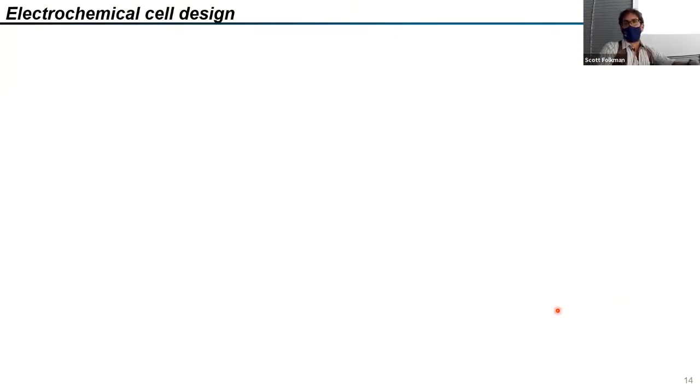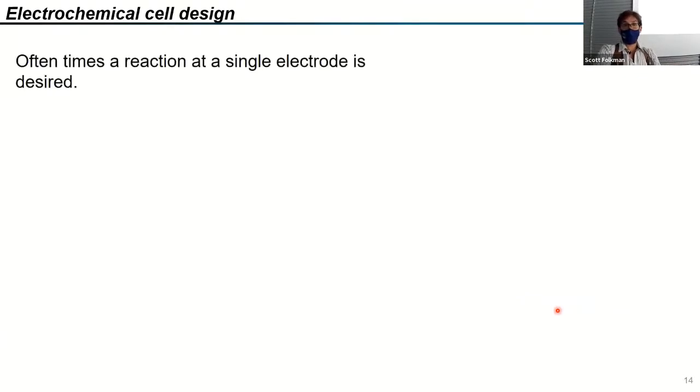So let's talk a little bit about electrochemical cell design. This is kind of a more practical part. So most of the time, researchers are studying one reaction, either an anodic oxidation or a cathodic reduction for some goal. Maybe they're studying both, but I am sure that it is easier to study one at a time and then put them together than studying both reactions at the same time.